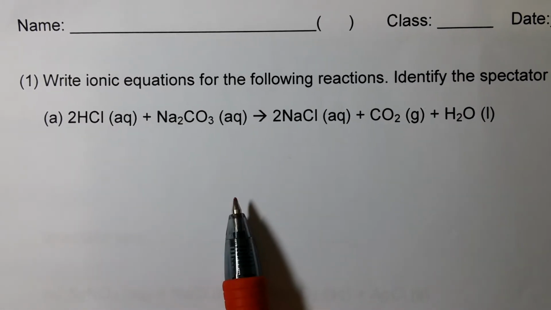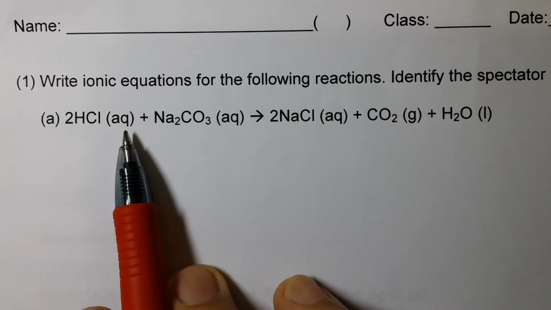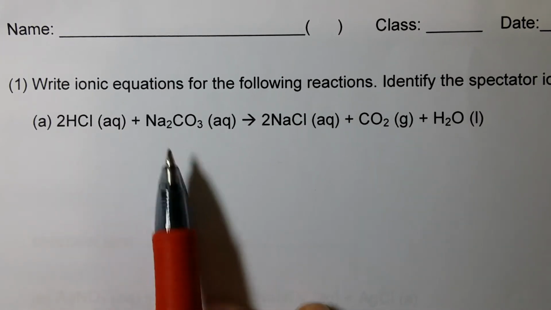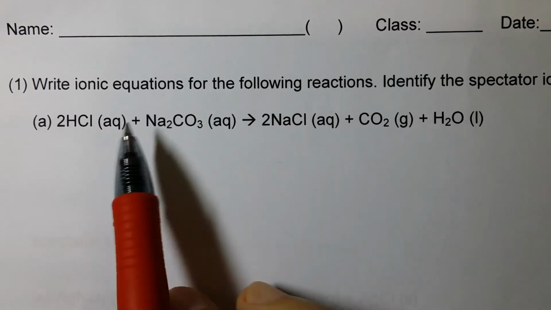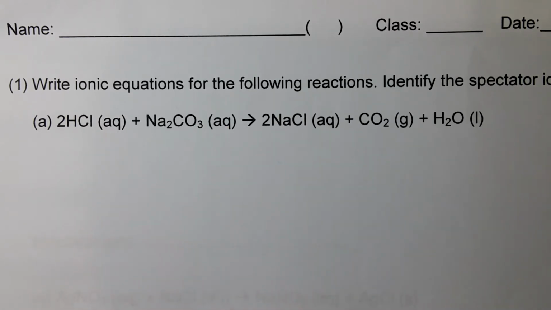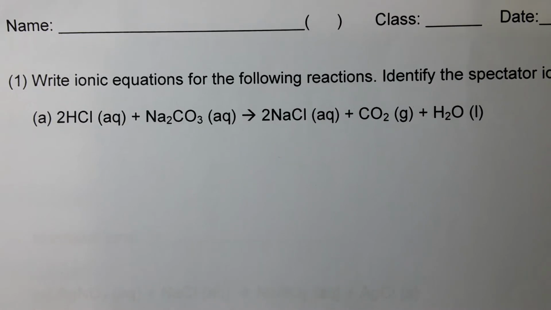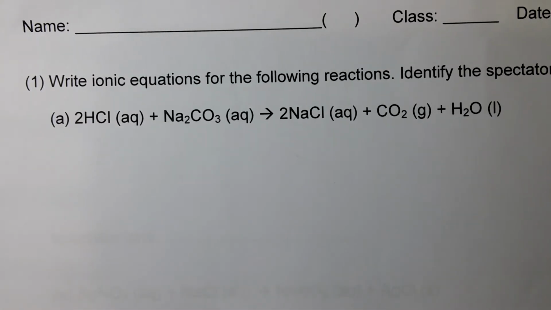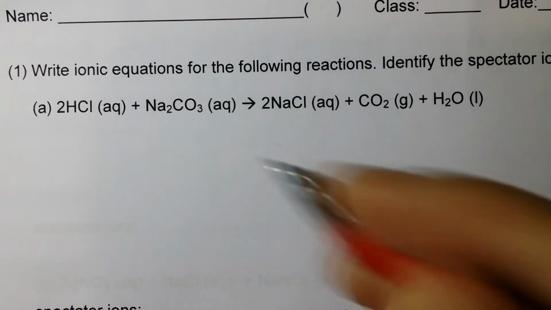So the first step in writing an ionic equation is to have a balanced chemical equation. So the first thing is we have to make sure that this chemical equation is balanced. Okay, and then the state symbols must be written. Then after that, if it is aq, aqueous, then it needs to be split into its ions.